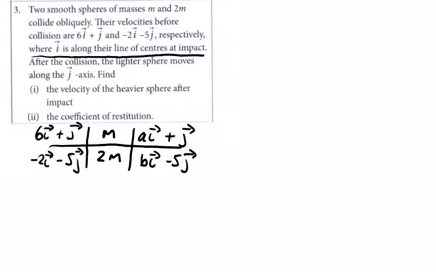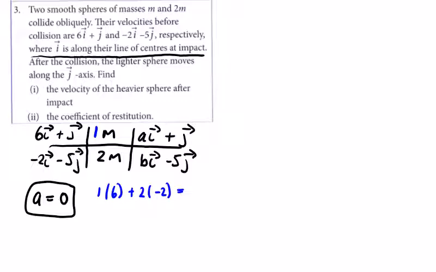So after the collision, the lighter sphere moves along the j-axis. Okay, the lighter one is the top one, so therefore a is equal to 0 if it's moving along the j-axis. So it makes this question quite easy. So we'll call this 1m. We'll use the 1 and the 2. So we can set up our equations. 1 times 6 plus 2 times minus 2 is equal to 1 times a, which is going to be 0, plus 2 times b. So really quickly we can get b. 2b is equal to 6 minus 4, which is 2. So b is equal to 1.